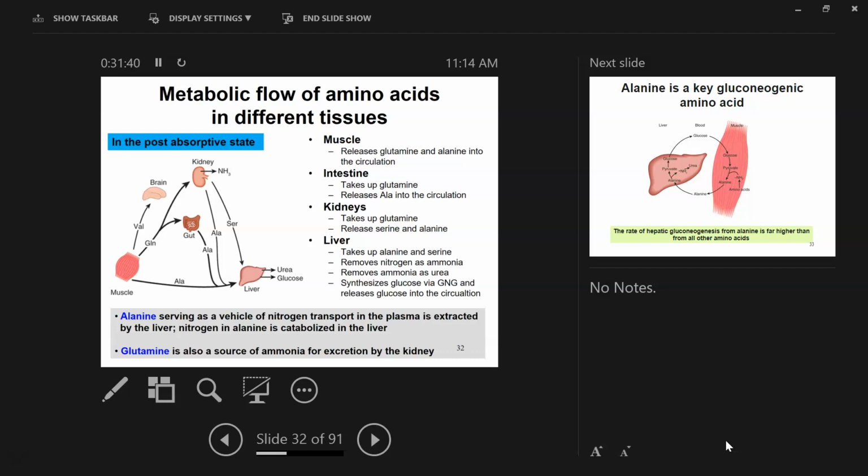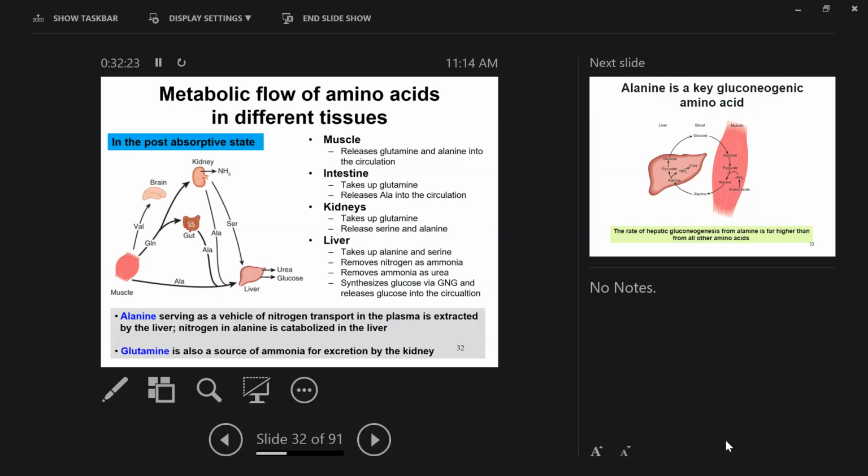So muscle will contribute glutamine and alanine to the circulation, and the glutamine will be picked up by the intestine. The intestine, if you still remember, utilizes a lot of glutamine for energy, right? So during fasting, the intestine picks up glutamine for use as energy, and the kidney will also pick up the glutamine. It is a form of ammonia transport, right?